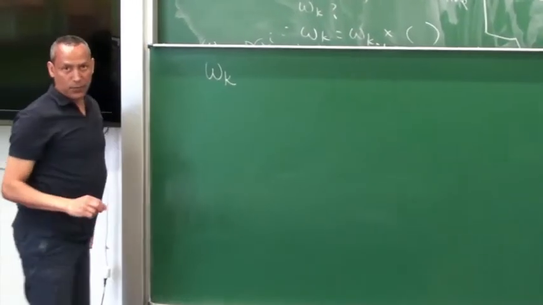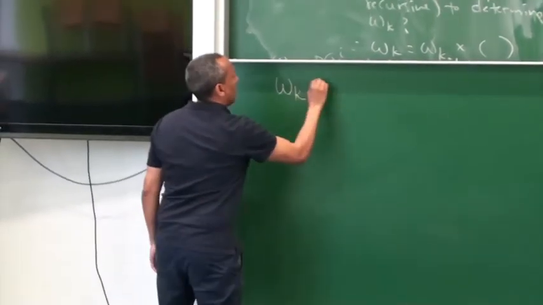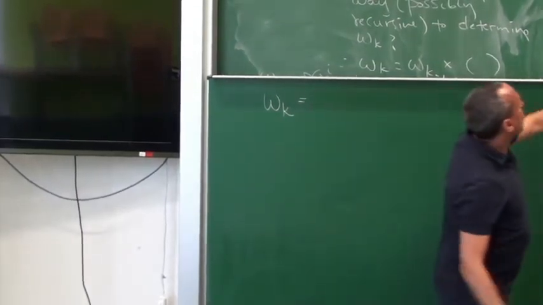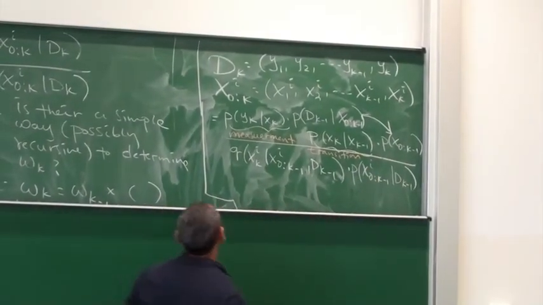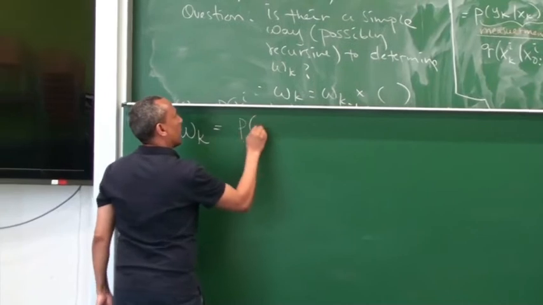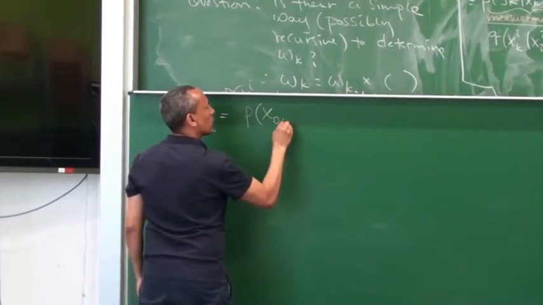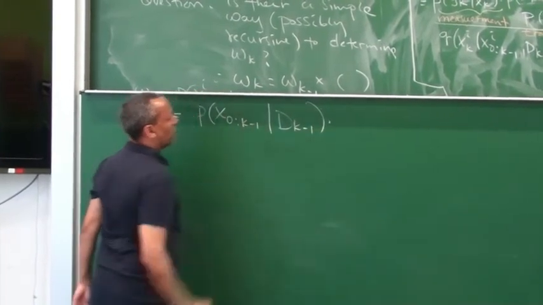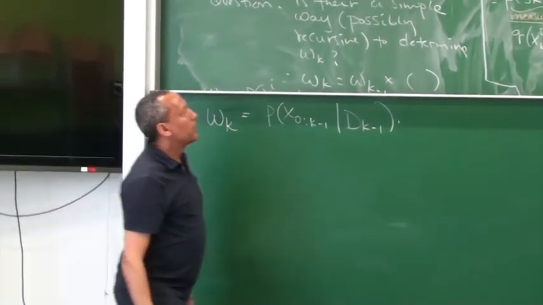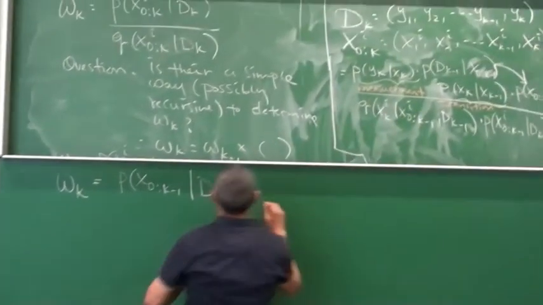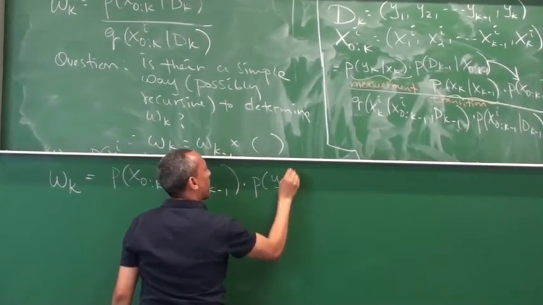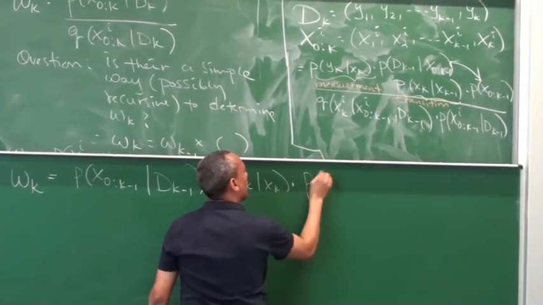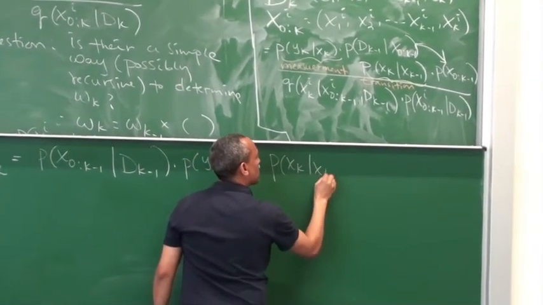The weight we assign for the case time is from this one, d_{k-1}. This is the probability of x_0 to k-1 given d_{k-1}. This is what we have. Then we have the measurement here, probability of y_k given x_k. And we have the transition, probability of x_k given x_{k-1}.